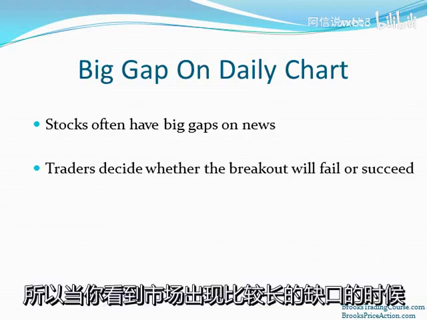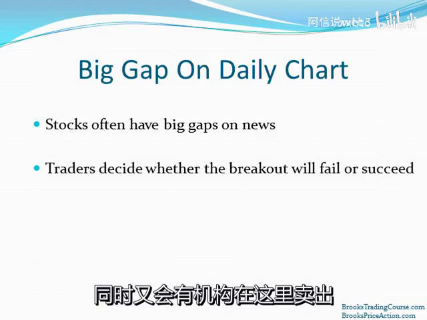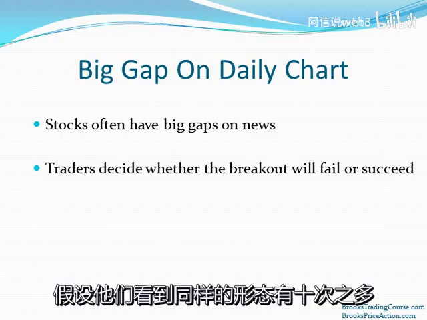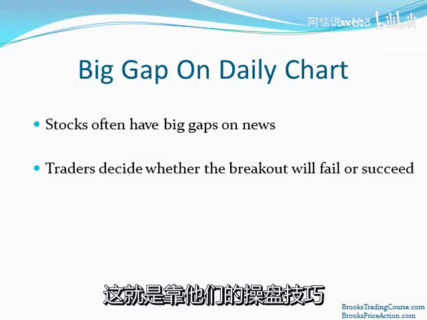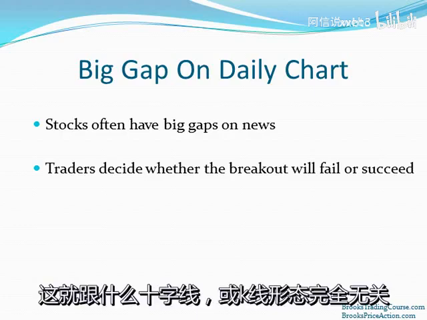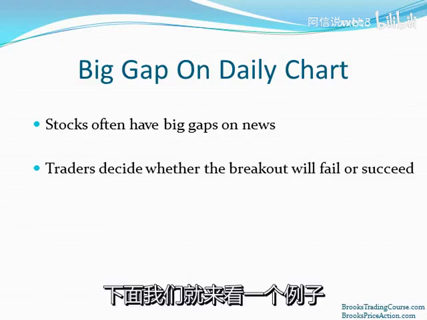So when you see the market gap up or down on a report, remember, there are institutions who will buy that gap, and there'll be other institutions who will sell that gap. Both, if they see this identical trade 10 times, will be profitable because of their trade management. And it will have nothing to do with the doji bar or the candlestick pattern or any other thing in terms of reversal patterns or continuation patterns on candlesticks. Let me give you an example.